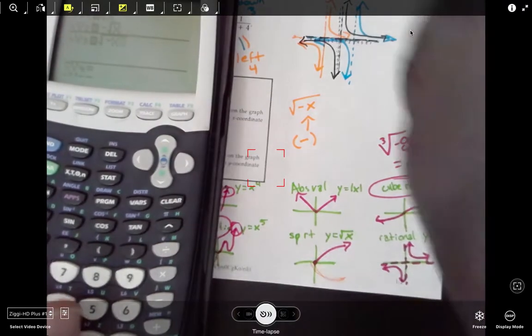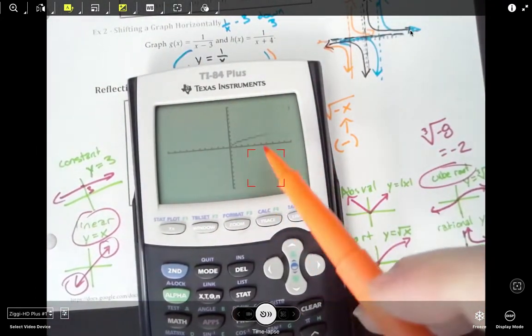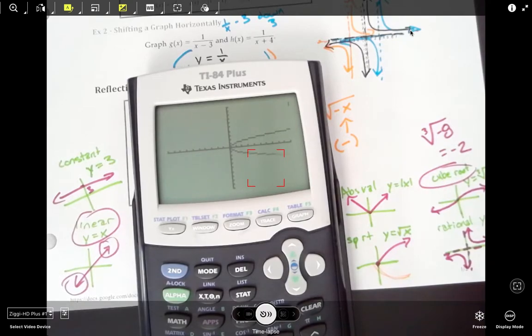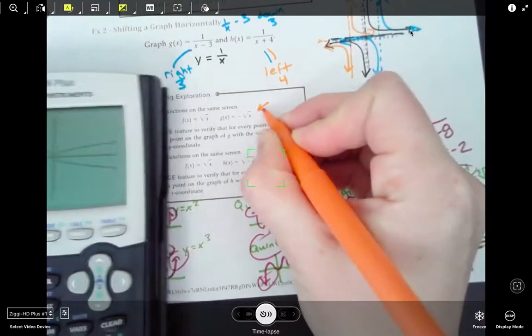And these are reflections either across the x or across the y if I graph all of them. The first one, there's the original. Now it's graphing the reflection across the x-axis and then the reflection across the y-axis. So this one is a reflection across the x-axis.